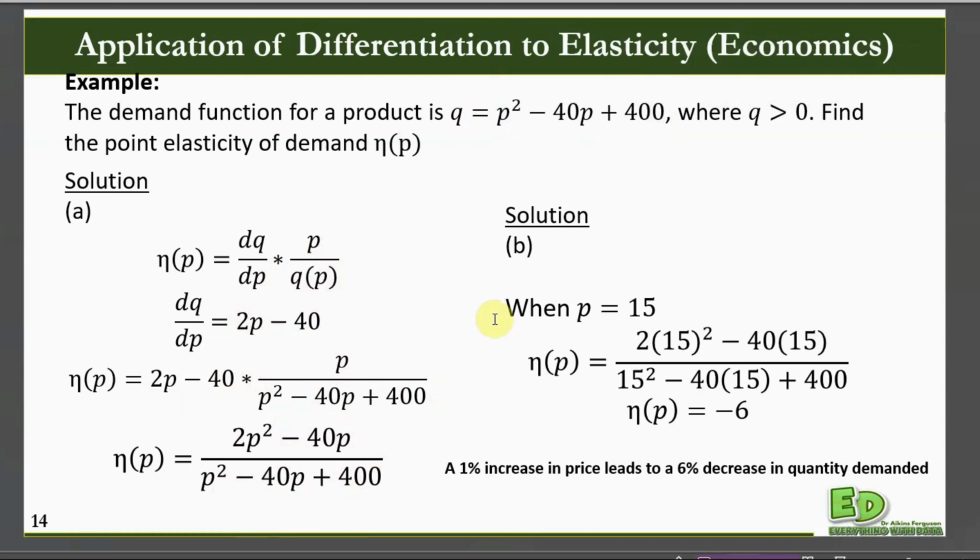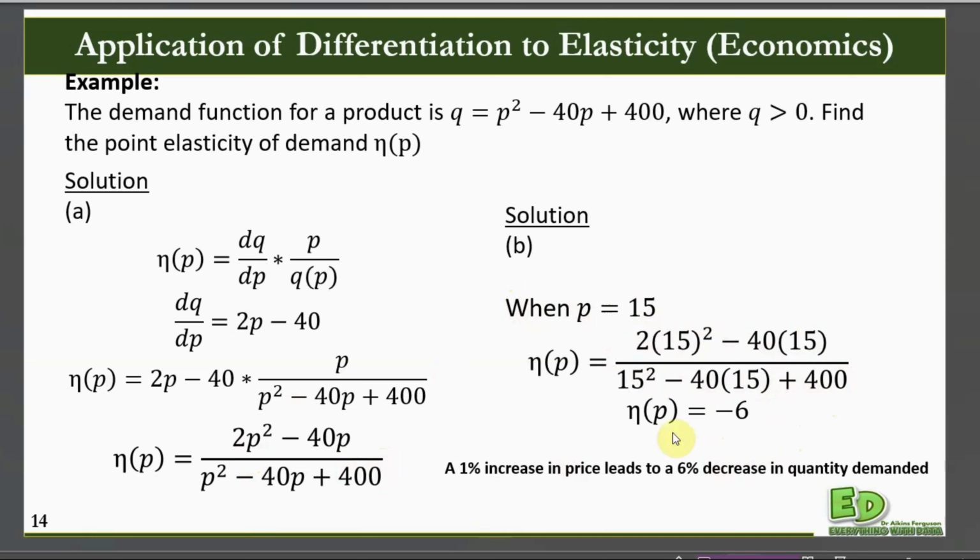So a further question could be: find the point elasticity when P is equal to 15. So just substitution. Wherever you see P here, you put 15. And that gives you 2 into bracket 15 squared minus 40 into bracket 15, over 15 squared minus 40 into bracket 15 plus 400. And we have our point elasticity to be negative 6.